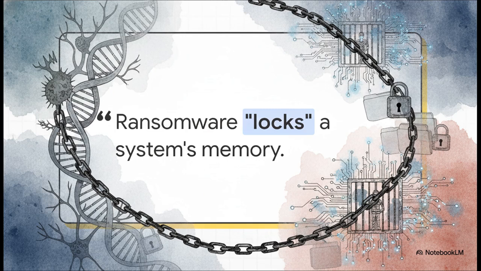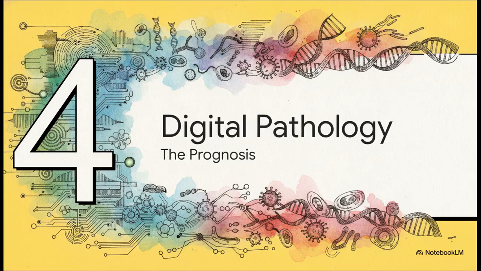And just as Capone's memories were biologically locked away, a digital system infected by ransomware is completely paralyzed. Its files, its history, its memory, they are literally locked and held hostage. It reduces the machine to this blank, totally unusable state until a hefty price is paid. Which brings us to our final part, Section 4, digital pathology, the prognosis.